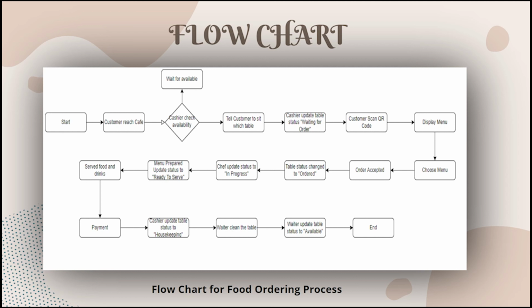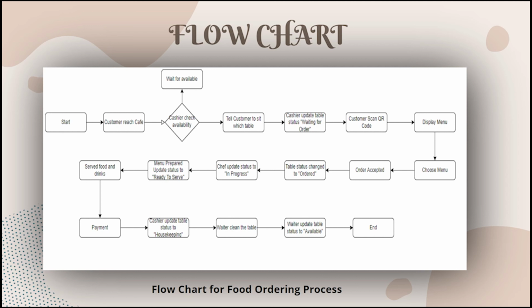Okay, the flowchart begins with the customer arriving at the cafe, and the cashier will check the availability of the table. When there is an empty table, the cashier will tell the customer to sit at the available table. Then the status will be updated to waiting for order. When the customer sits at the table, they will scan the QR code and the menu will be displayed on their smartphone and they can start making the orders. After making the orders, the table status will be changed to ordered automatically.